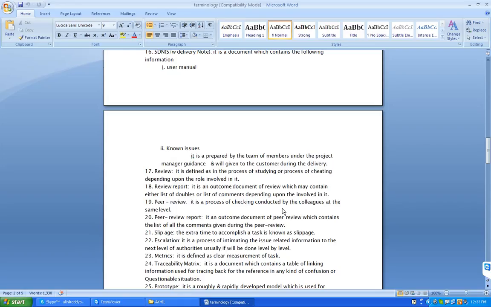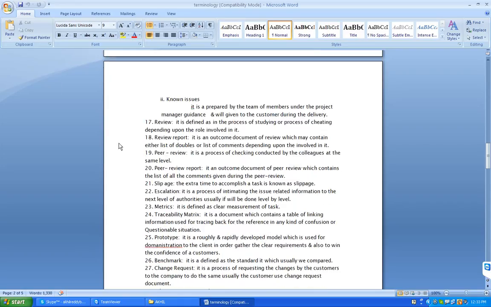And slippage. Slippage means extra time. The extra time taken to accomplish a task is known as slippage. For example, a software company gave 4 hours to complete a particular task and you did it in 5 hours. That 1 hour is slippage. Next, escalation. Escalation means intimating the information level by level, from one level to another level. Then we can say escalation.